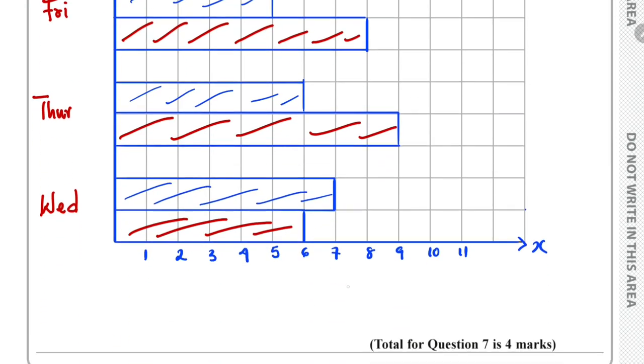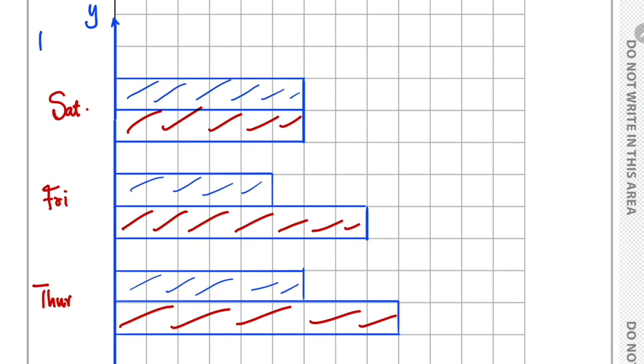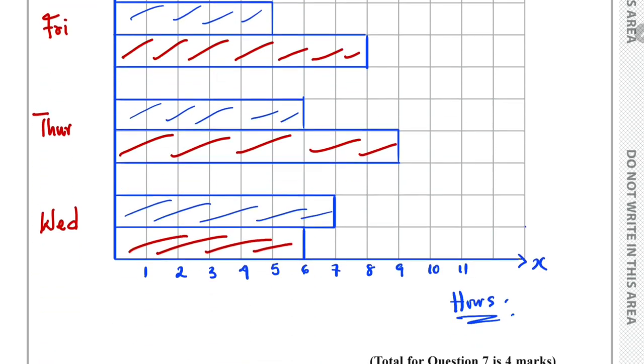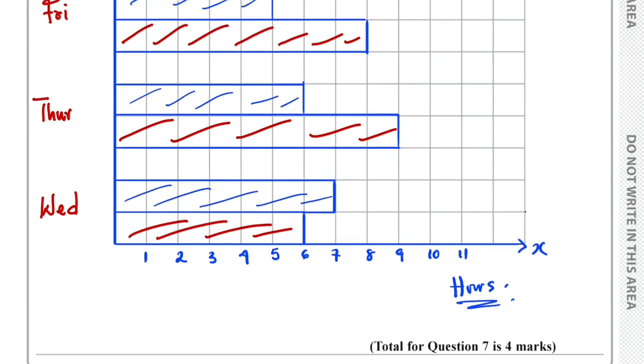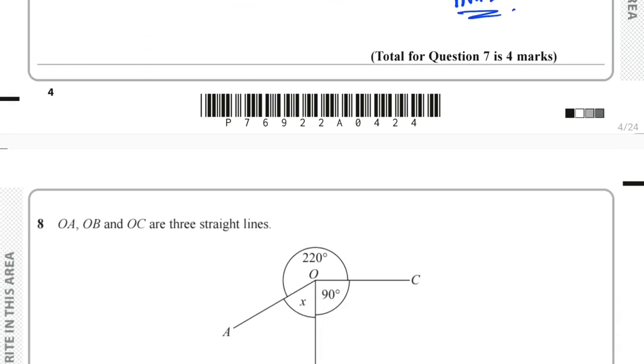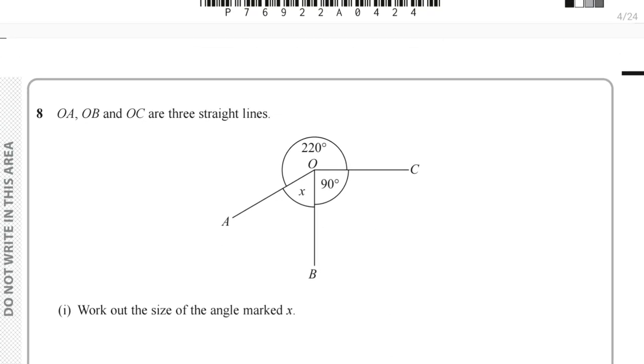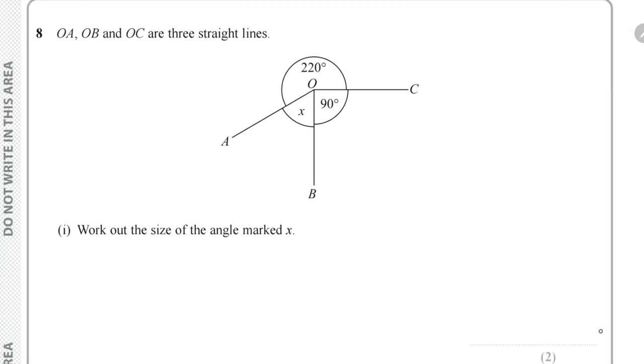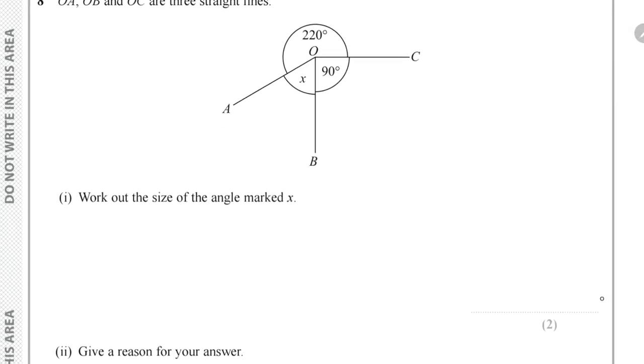Then don't forget this is going to be hours. Okay. Then this will be days. You need to fill in everything that you need to fill in this work. Okay. So good. How many marks? 4 marks. So it's a very good thing and it's a very simple question. So let's move now to the next question. Question 8. Now, this is a very sweet, very good question actually to work.